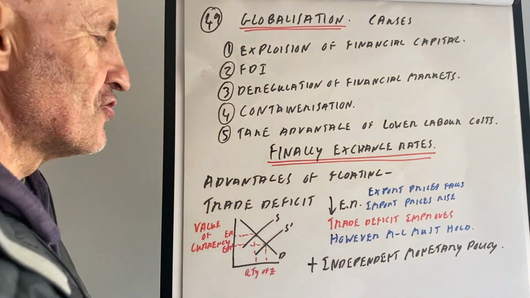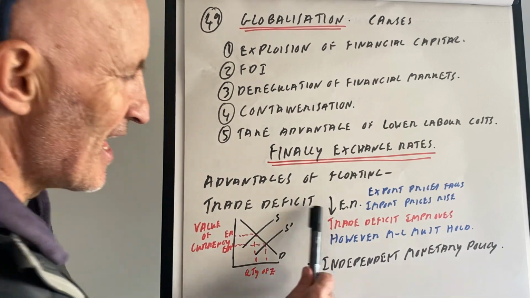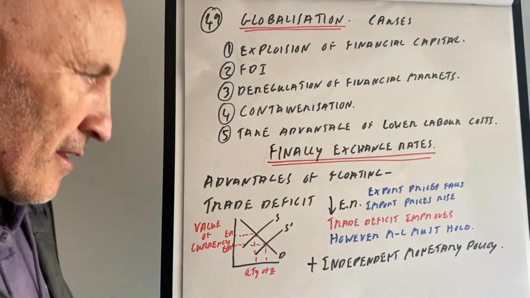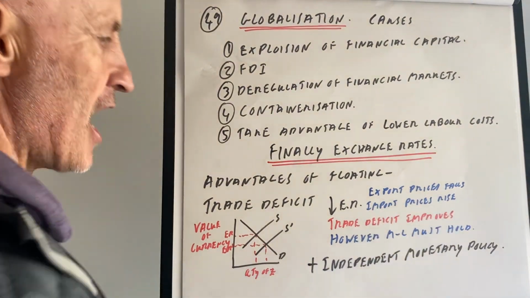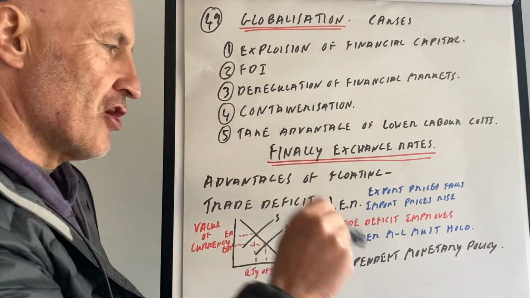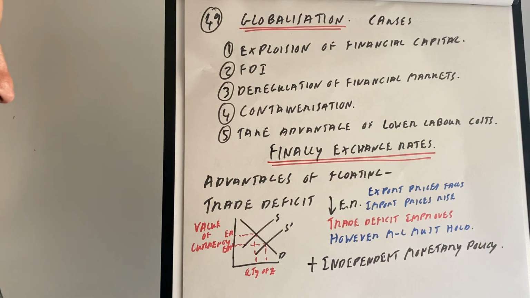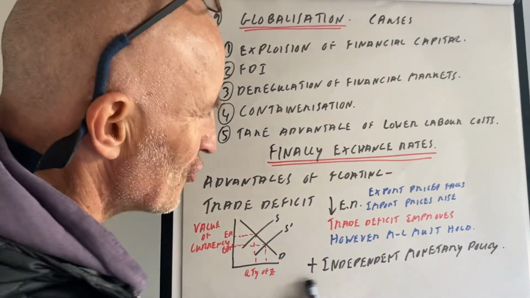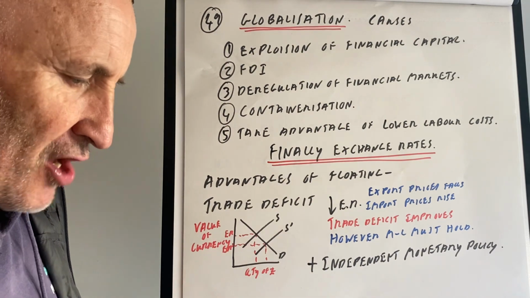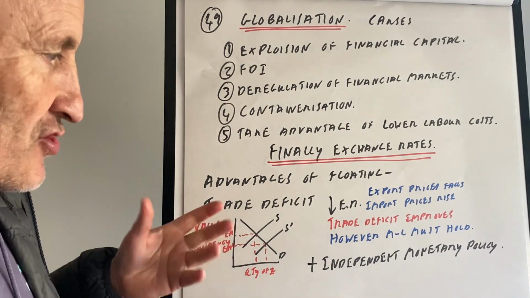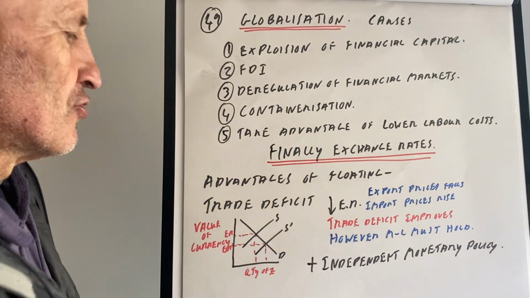But the advantage of floating is if you have a trade deficit, then the exchange rate will fall. Export prices fall, import prices rise. Okay. However, if the Marshall-Lerner condition holds, then your balance of payments will improve. And you can also have an independent monetary policy. You can set your own interest rates. You don't have to worry if interest rate goes to 0%. It just means that your exchange rate will fall. You don't have to worry about protecting your exchange rate.